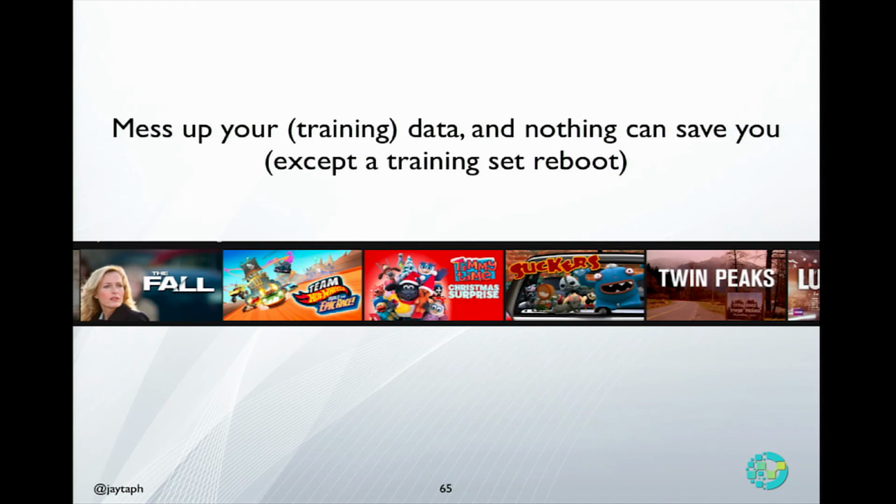Mess up your training data, and nothing can save you except a complete reset. I have children. Things like The Fall and Twin Peaks, yes, sure, I like them. But there's things like Team Hot Wheels and Timmy Time. It wasn't me. Really. So that messes up your training set. So this is why you have different profiles, just to make sure that if you have kids, put them in a different profile, please, because otherwise your recommendations will be awful.